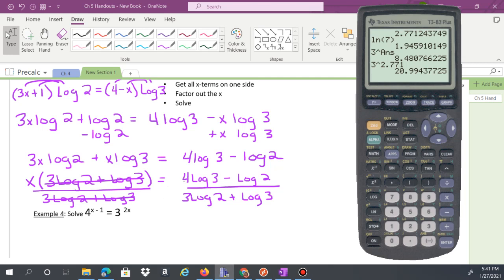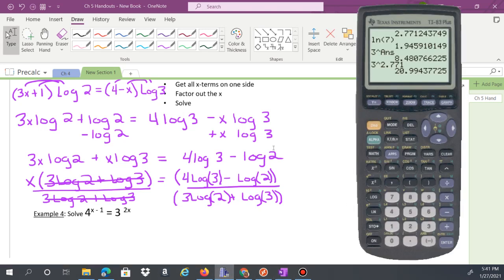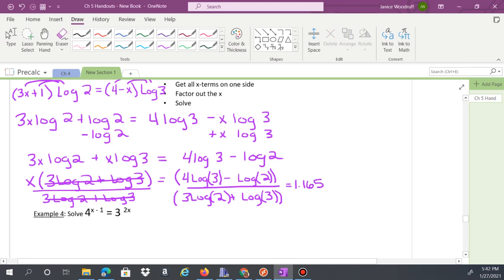The way that I would put this in is you want a parentheses around your numerator and your denominator, since there's more than one term in both. And then also, when you press log, it automatically gives you parentheses. So there's going to be these as well. Okay, so being careful with entering this. So let's go ahead, parentheses. Then I have 4 log 3, close that. Then minus log 2, close the log, and then close the numerator. Then divided by parentheses, 3 log 2, close the log, plus log 3, close the log, close the denominator. So we have that double parentheses there. And that gives you 1.165. And we'll use the curly equal sign for that one.